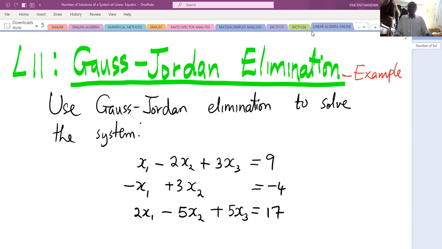In this short video, we are going to demonstrate how to solve a system of linear equations involving three unknowns using the Gauss-Jordan elimination method. So the problem is, use the Gauss-Jordan elimination method to solve the system x1 minus 2x2 plus 3x3 equals 9, minus x1 plus 3x2 equals minus 4, and 2x1 minus 5x2 plus 5x3 equals 17.